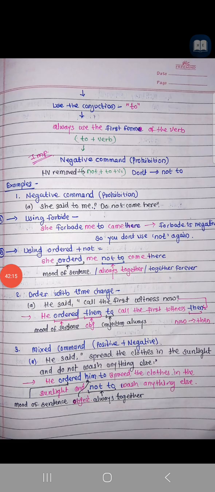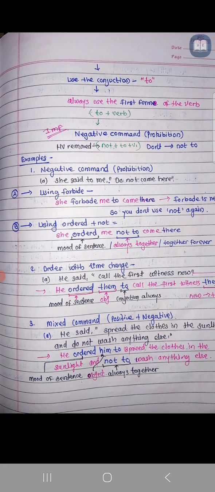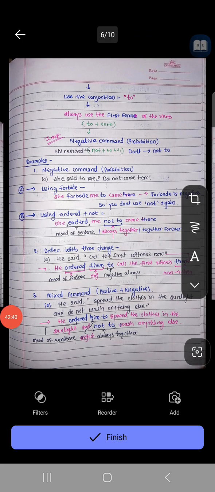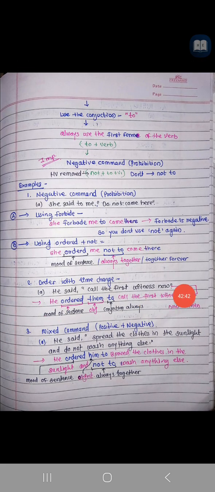Next, order with time change. He said, "Call the first witness now." She ordered them to call the first witness then. Here, change "now" into "then", because I already told you. Next, the conjunction used here is always "to". Next, "them", because "them" is the object there.